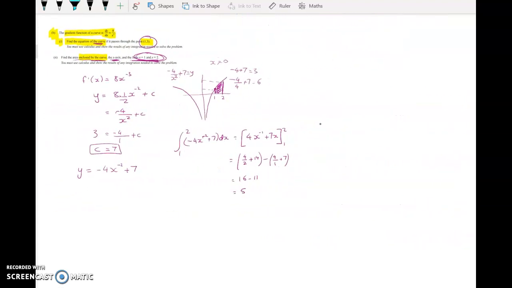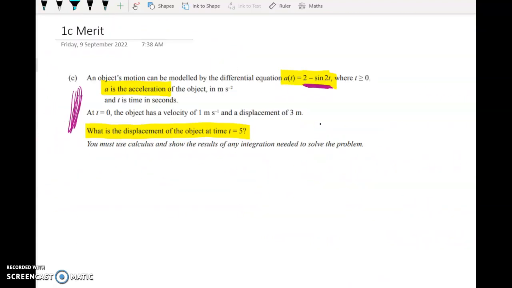All right, on to question 1C. This is our kinematics one. We just want to make sure that we show what integration we're doing in here. So v of t is the integral of 2 minus sine of 2t. We're trying to work our way up towards displacement. So we're starting at acceleration and we're going to integrate.